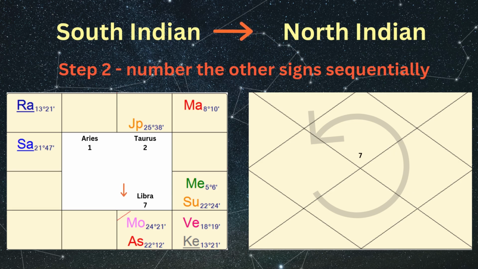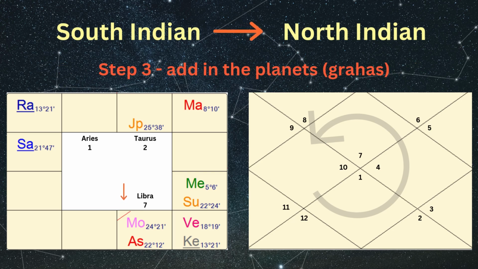The second step is to write the sign numbers in all the houses sequentially, working counterclockwise. Write the numbers until you reach 12. Once you reach 12, continue with the next sign as 1 because there are only 12 zodiac signs. The third and last step is to add the planets or grahas.